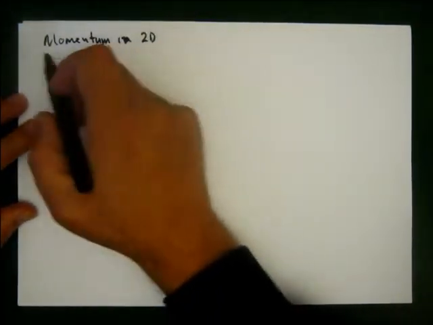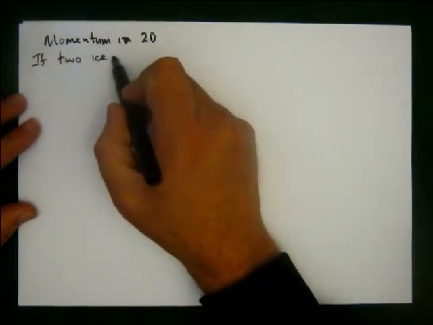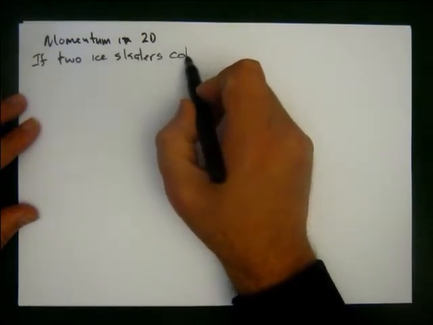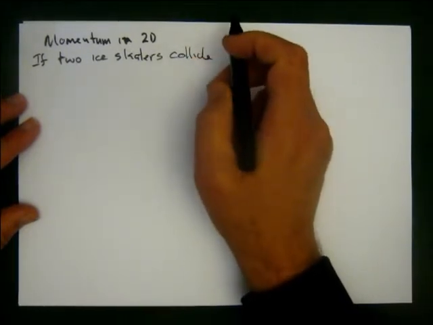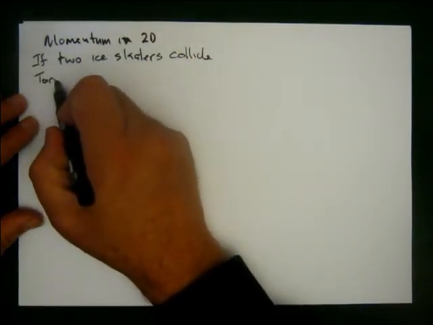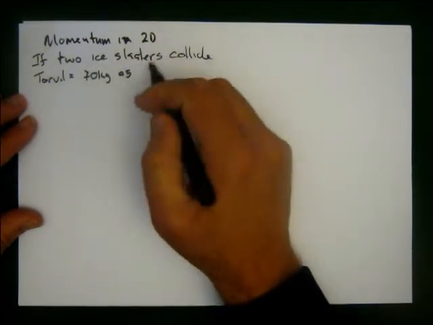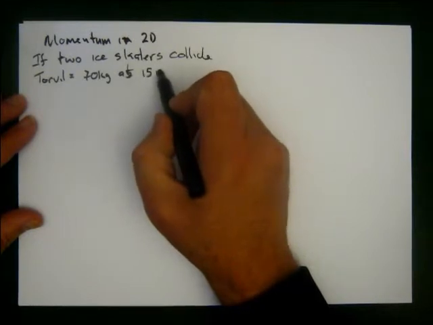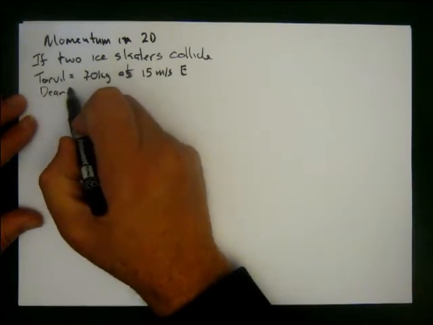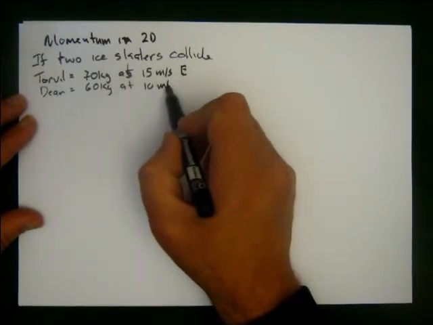I've got two ice skaters collide. I'm going to use Torvill and Dean, who are a pair of famous ice dancers. So Torvill equals 70 kg at 15 meters per second east, and Dean equals 60 kg at 10 meters per second south.